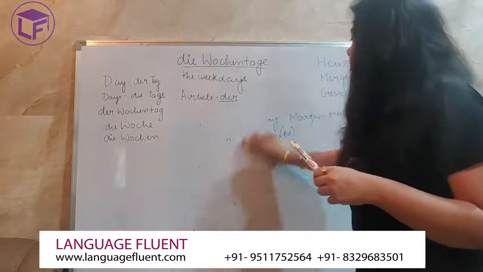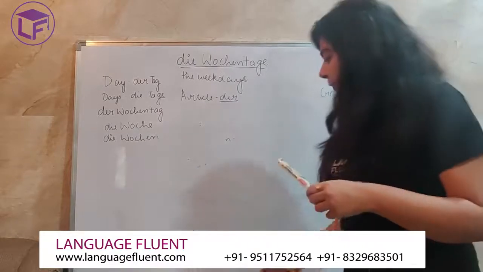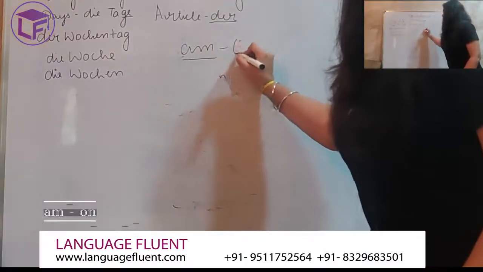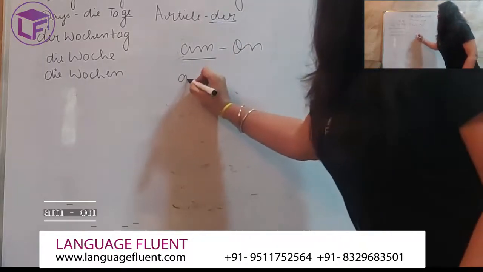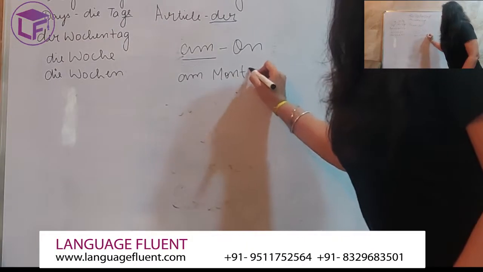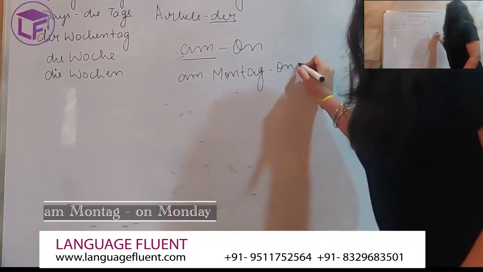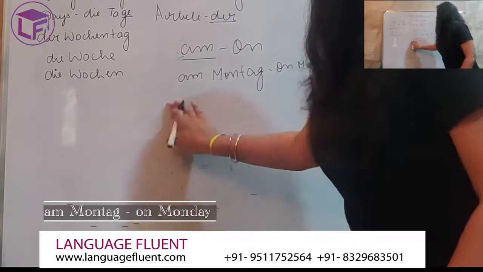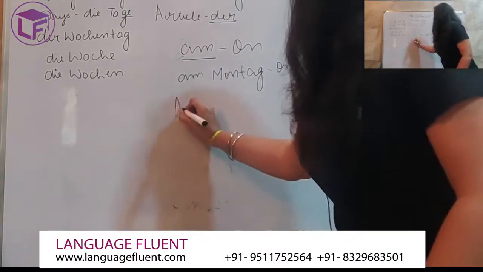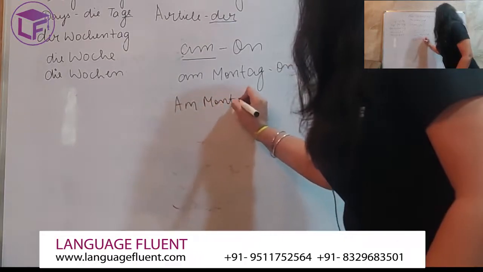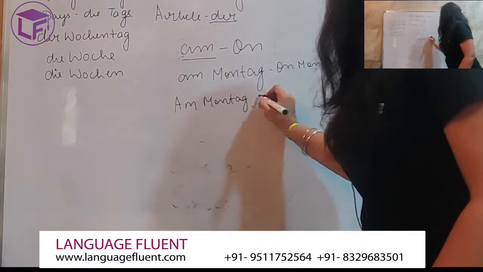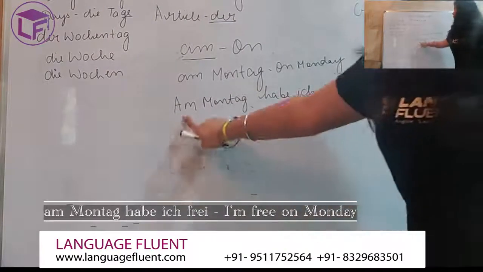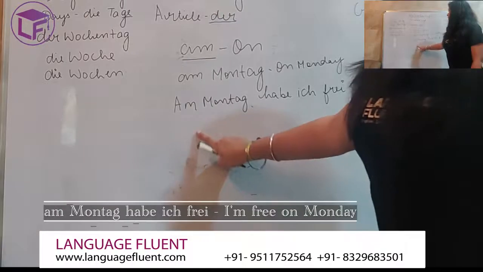So now we will see the preposition which is used with days. That is am, which means on. Like am Montag means on Monday. Like a sentence: Am Montag habe ich frei. It means on Monday I am free.